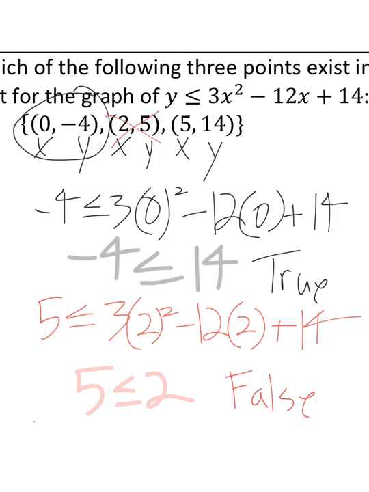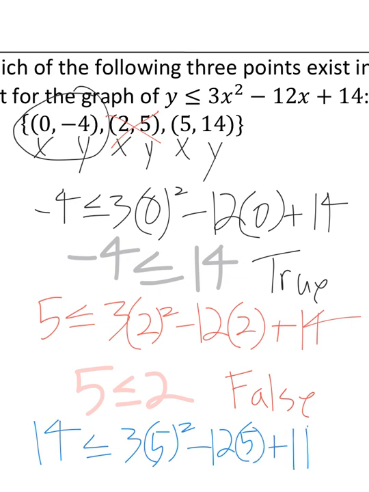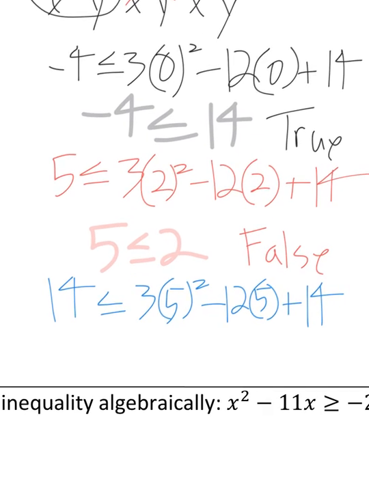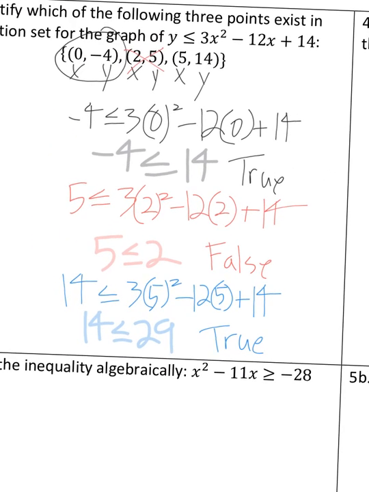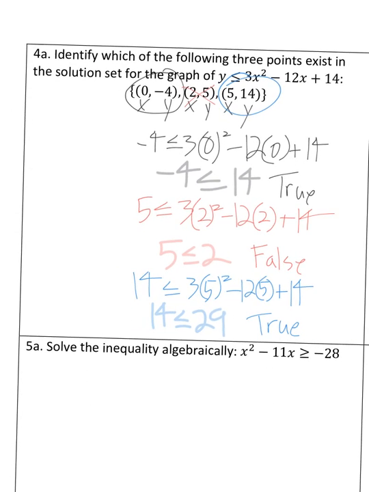So the last point, 5, 14, I'm going to write down 14 less than or equal to 3 times 5 squared minus 12 times 5 plus 14. So if you were to type in the whole right side, it would say 14 is less than or equal to 29, which is a true statement. So that third point is also in the solution set. And that's really all there is to that section right there.